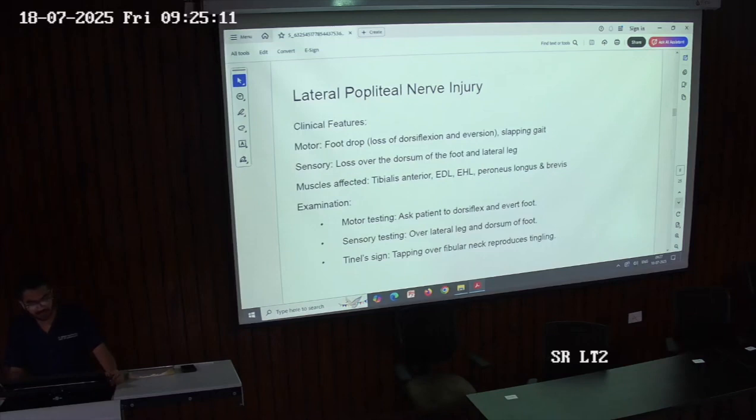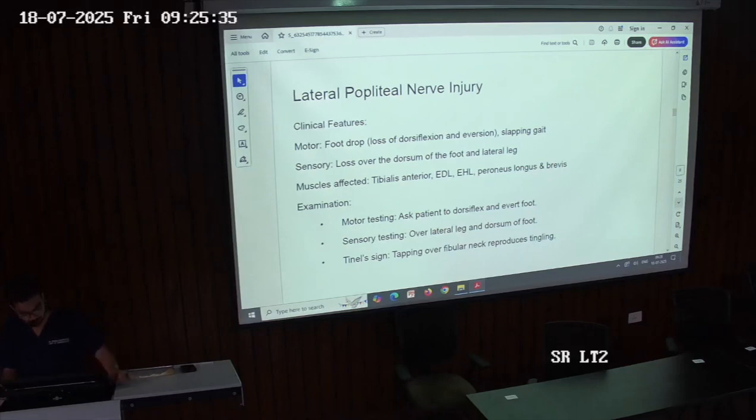Now the clinical feature. The classic presentation of common peroneal nerve injury, as far as the motor aspect is concerned, will be foot drop. As the name suggests, the foot is dropping, right? So it won't be able to plantar flex. This will be plantar flexion and this will be dorsiflexion, right? So we won't be able to do plantar flexion.